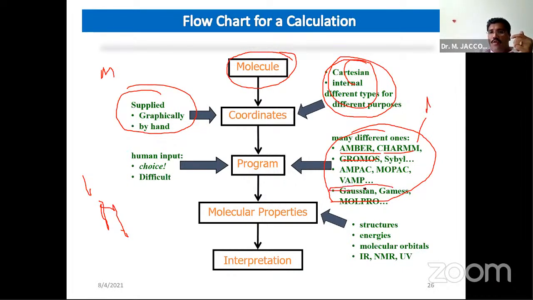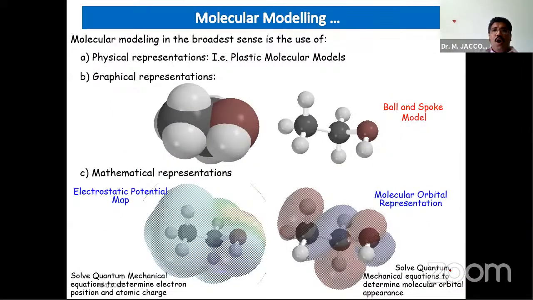Gaussian, GAMESS, MOLPRO, MOPAC: these are all DFT quantum mechanical calculation programs, and then we can deduce the molecular properties and interpret them. We can deduce whatever molecular property, in terms of structure, energies, molecular orbitals. So how can the molecules be represented?